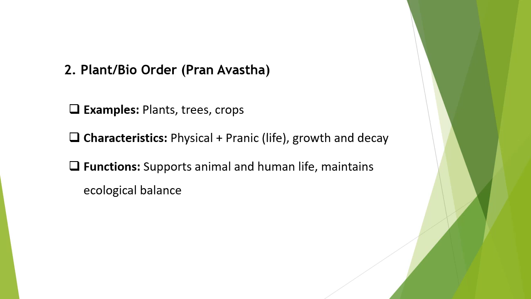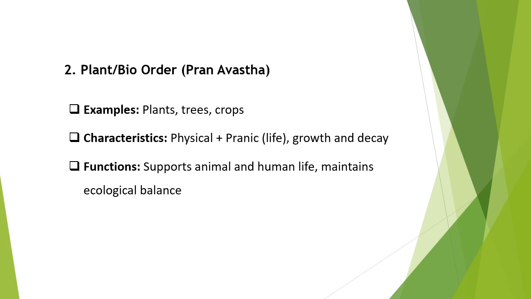Next one is the plant and bio order. Plant and bio order refers to all living entities that have a physical body and life but do not possess the ability to think or make a conscious decision.